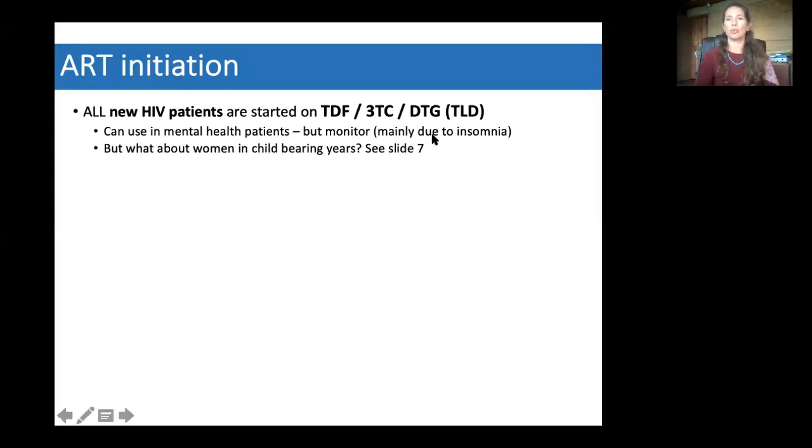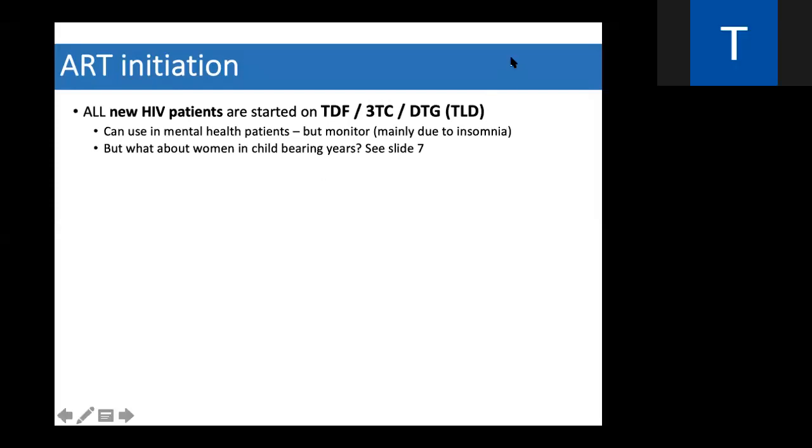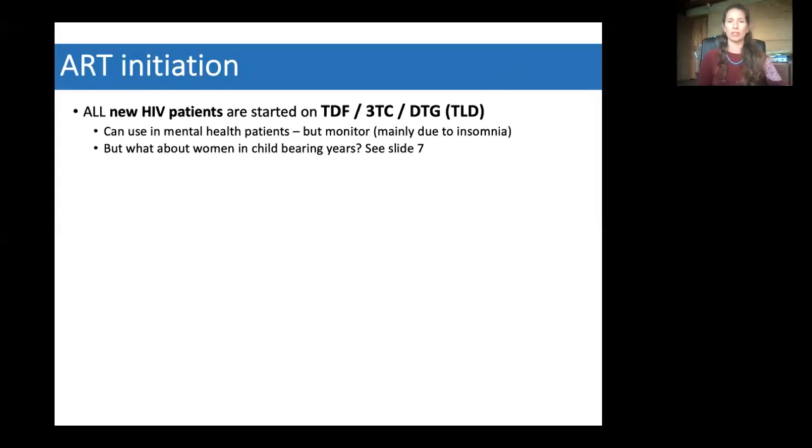And starting off, of course, the most clear, obvious thing that we all know at the moment is we have this new amazing combination tablet, tenofovir, 3TC, dolutegravir, the new baby on the block. And the basic principle is that any patient who's newly diagnosed with HIV is going to be starting on that regimen. And I will talk about women in childbearing years in a minute.